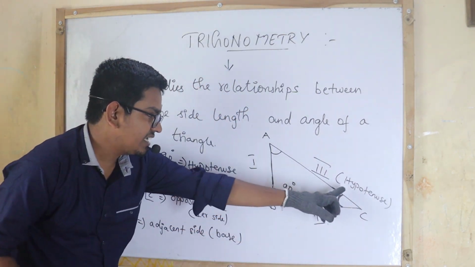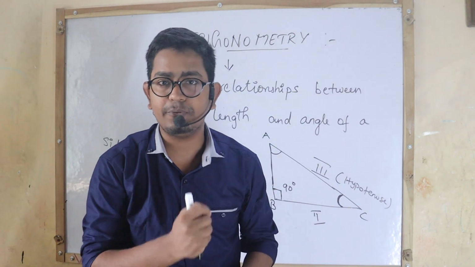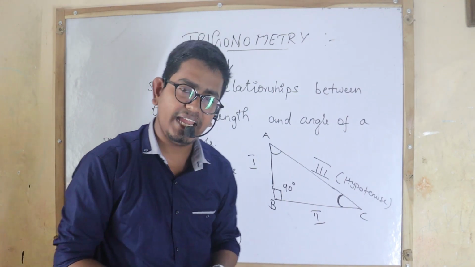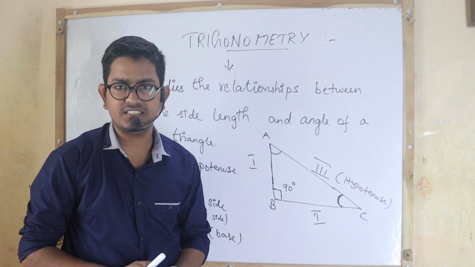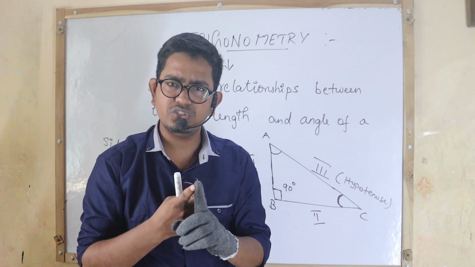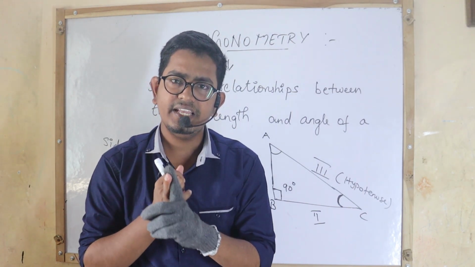So it is the first side. You should first denote where the hypotenuse side is, and then you should find out where the opposite side is, and next you should find out which one is the adjacent side. If you have found two sides, the hypotenuse side and then the opposite side, the last one will automatically be the adjacent side.